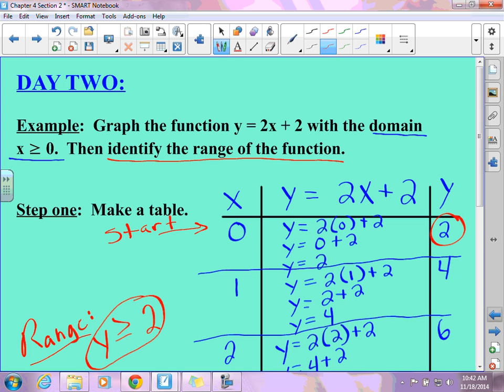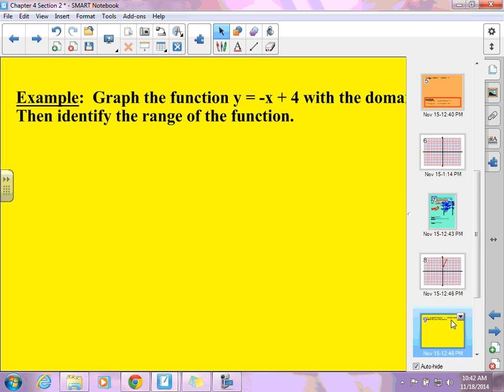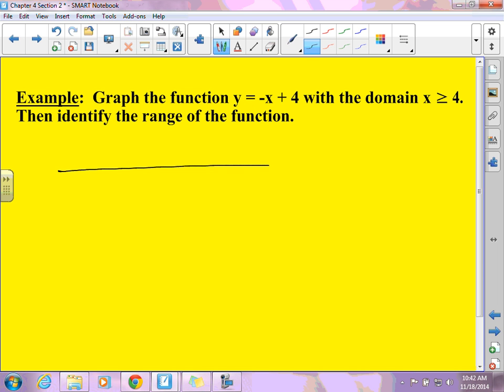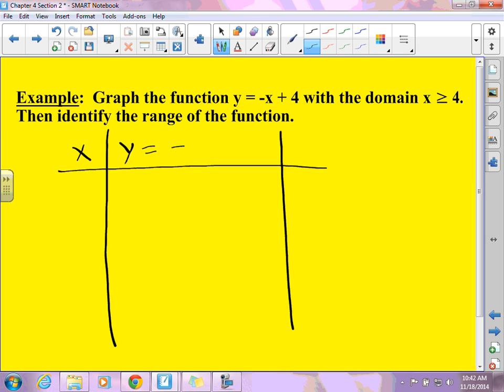Okay, let's go to the next problem. We'll do another one. Let's look at this one. We're going to graph this function. So I'm going to make a table. You'll notice it's already in slope-intercept form. It's got Y by itself, right? I need to plug in values for X. So what value do you think would be first and why?